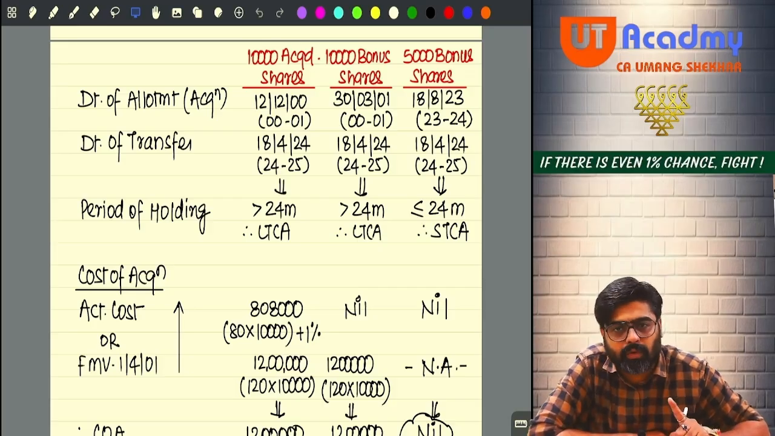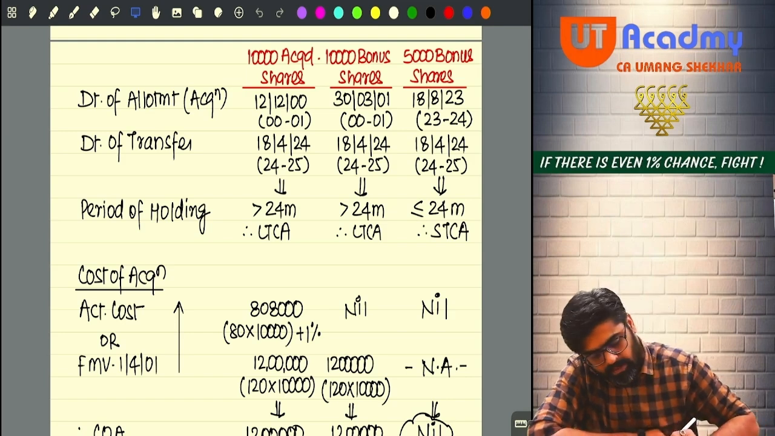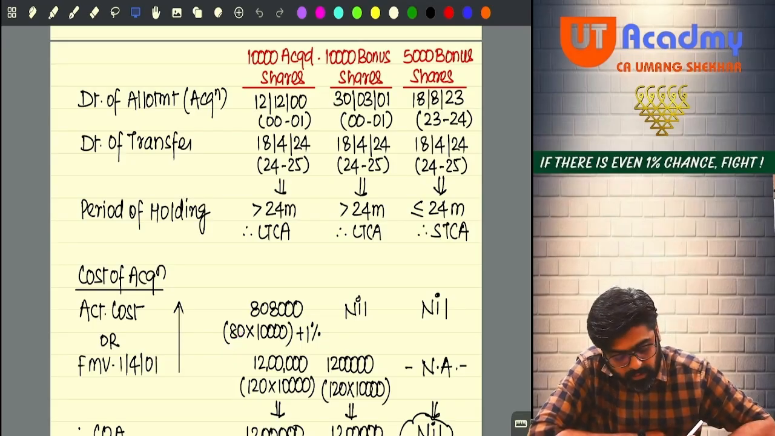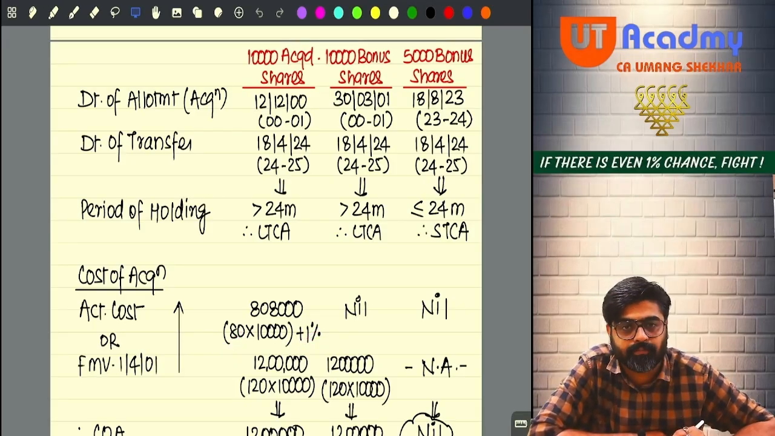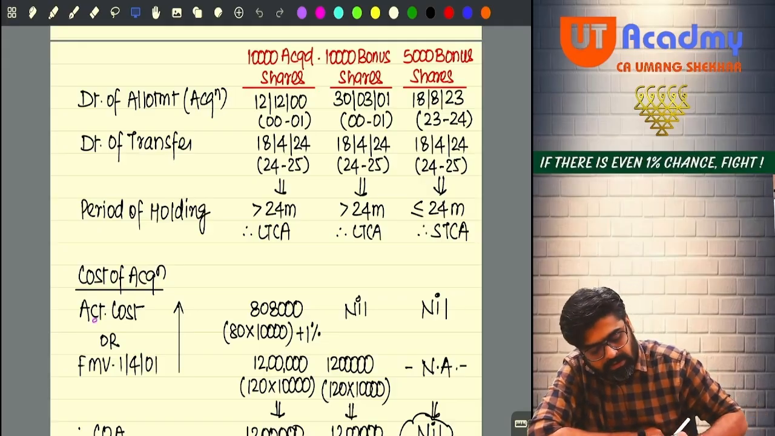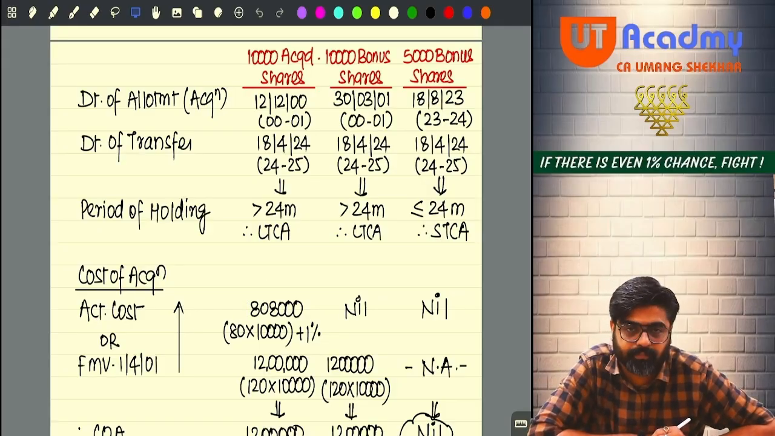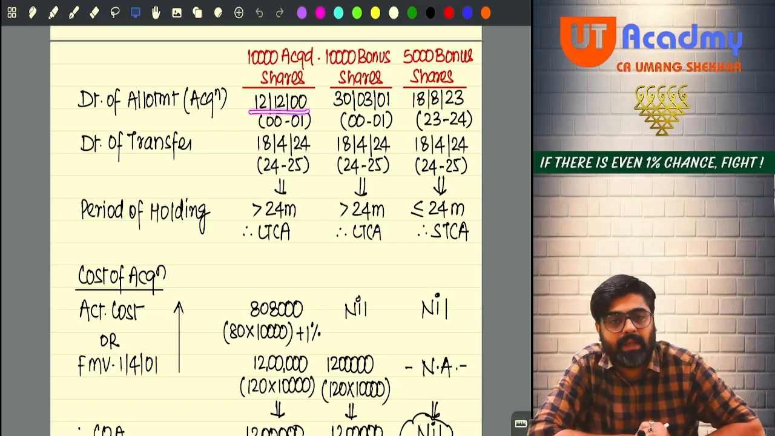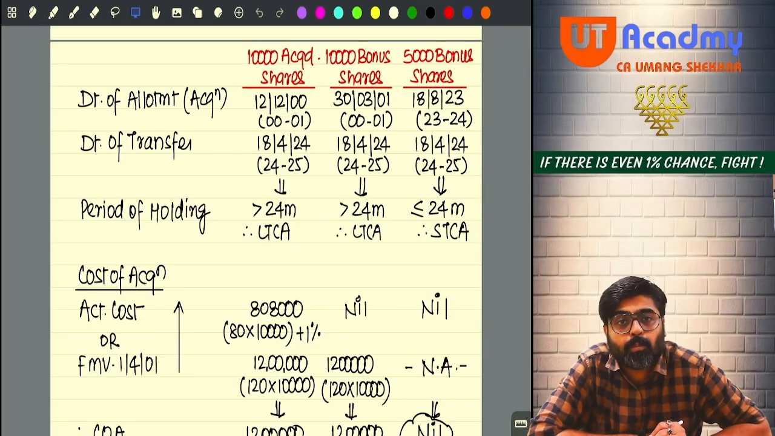So 80 into 10,000 will give you 8 lakh rupees, plus 1% brokerage you paid at that time on the selling price. So your actual cost of these shares was 8,08,000. Correct? Now wait. Did you acquire these shares on 12th December 2000? Yes. Have you acquired it prior to 1st April 2001? So you will get an option to take the fair market value also as a cost.